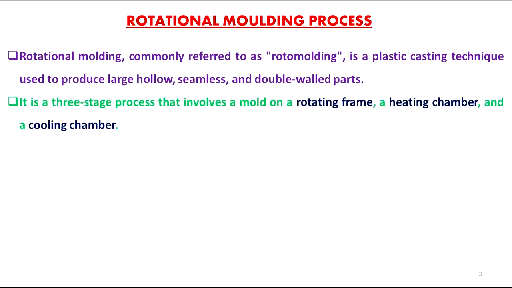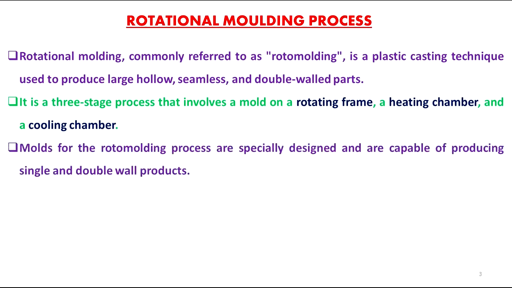It is a three-stage process that involves a mold, a rotating frame, a heating chamber and a cooling chamber. Molds for the roto molding process are specially designed and are capable of producing single and double wall products.